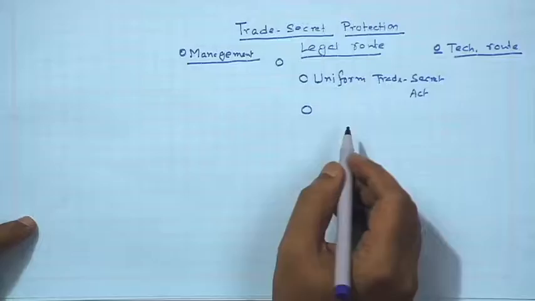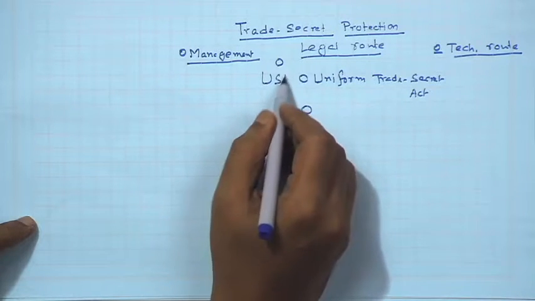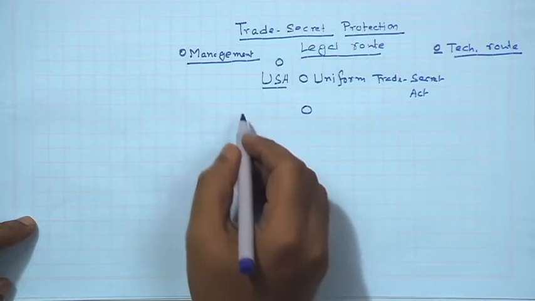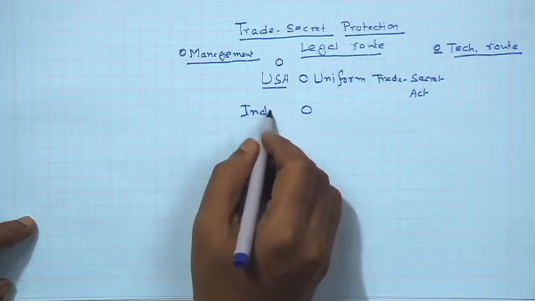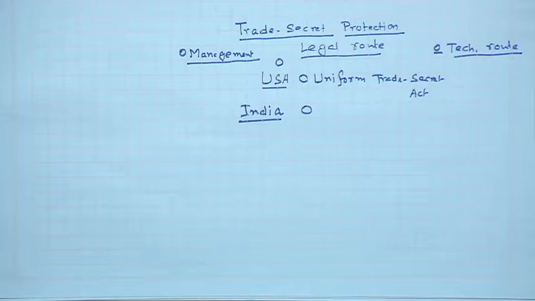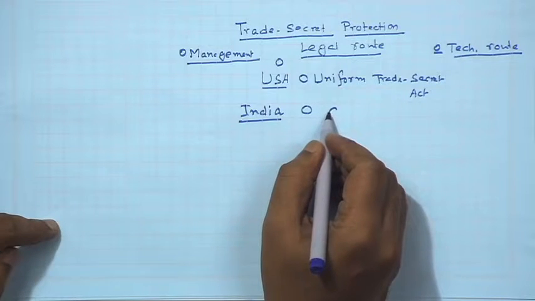So that is the situation from the international perspective: TRIPS, then the USA, and some other countries also have legislation. But now we are considering India. We don't have any specific legislation, as I already mentioned, for the protection of trade secrets in India.